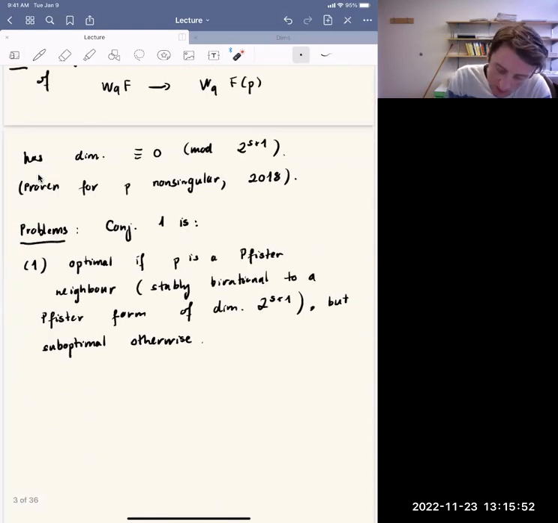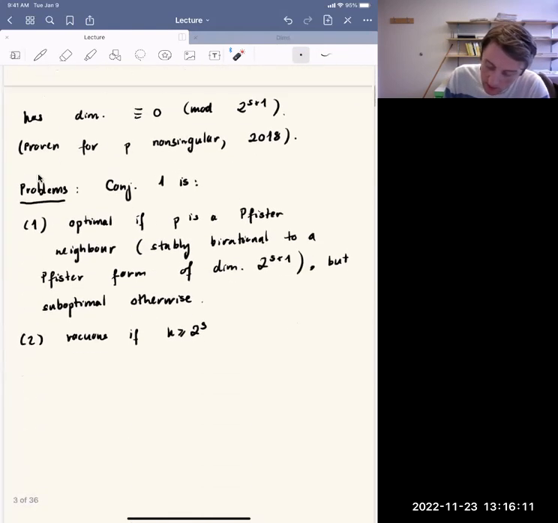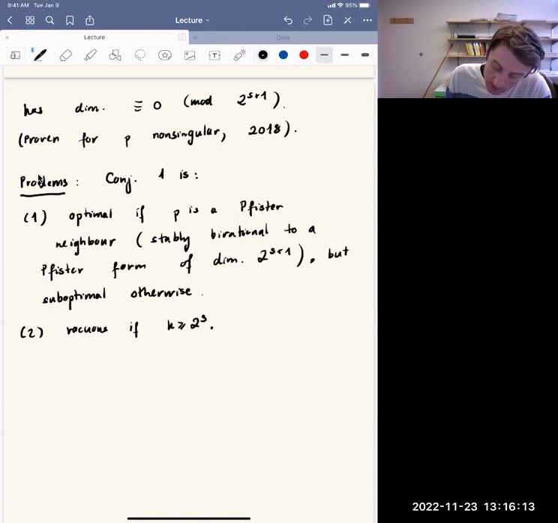And the second thing is that our conjecture, as I've already mentioned, is just empty. So it's vacuous if k is greater than or equal to 2 to the s. What happens in that case again is that all of these intervals just overlap and you don't get anything. But in the literature, again, there are many results which concern the case where k is bigger than 2 to the s, and these should be incorporated into the picture.